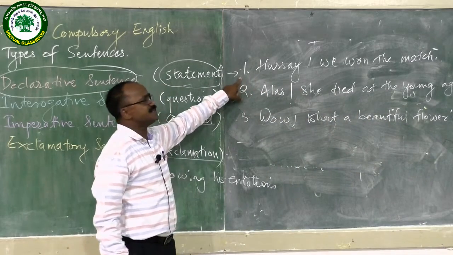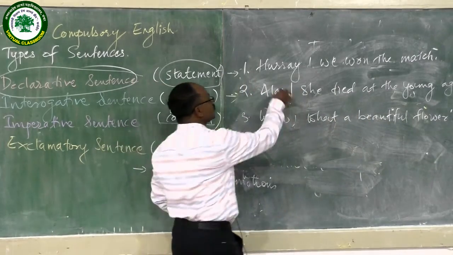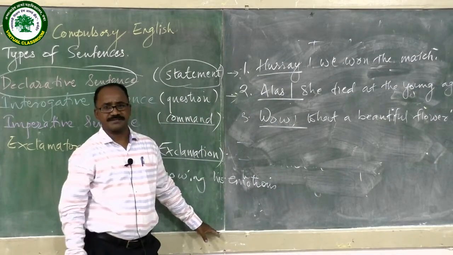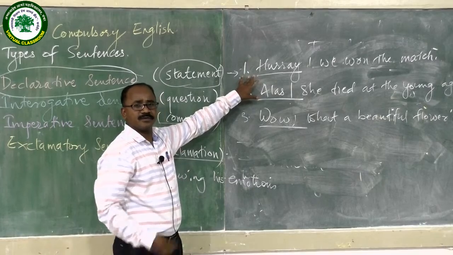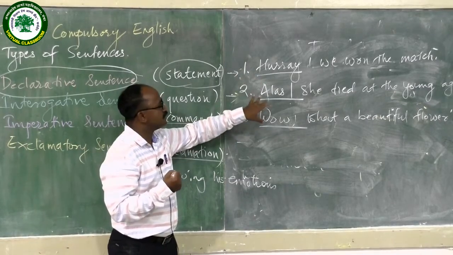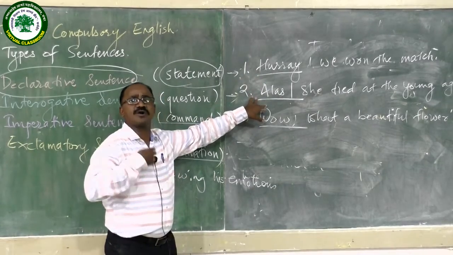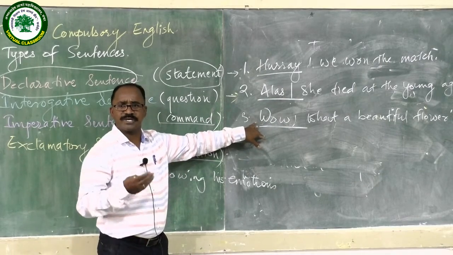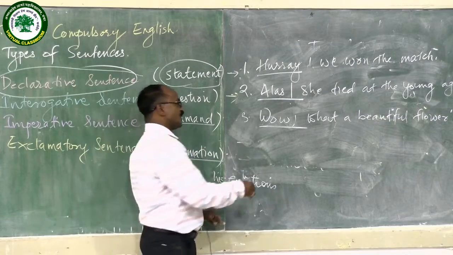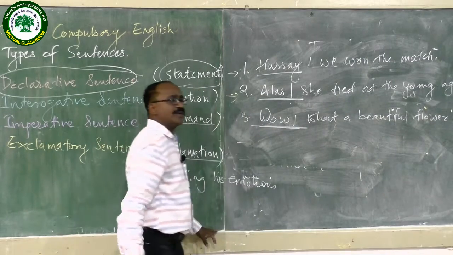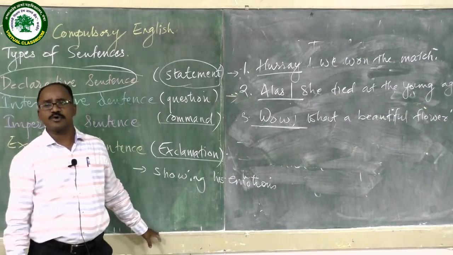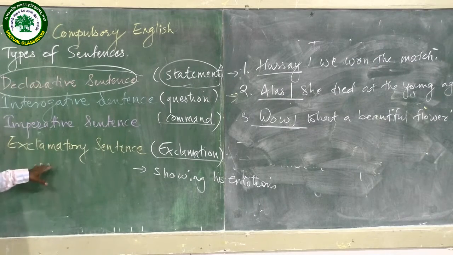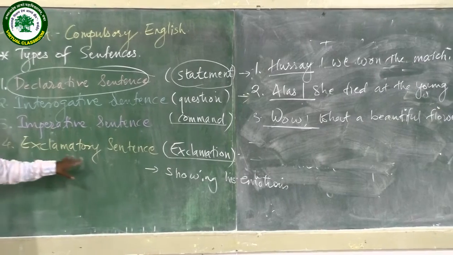Now these sentences are showing the emotions of the speakers. Hooray talks about the winning of the match. Another, alas, is showing again a strong feeling, a strong emotion of the speaker. And wow is also showing a strong emotion of the speaker. That is why these sentences show the strong feelings and emotions of the user, and that is why this sentence type is called an exclamatory sentence.